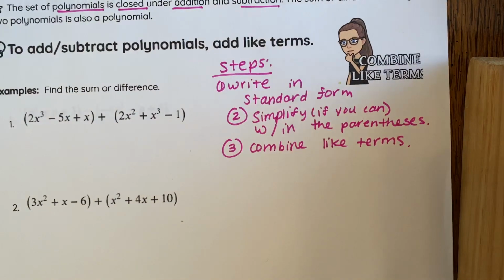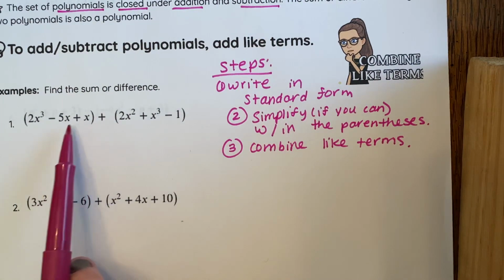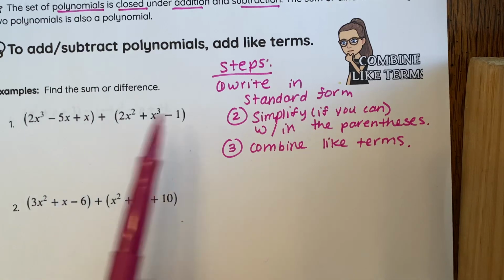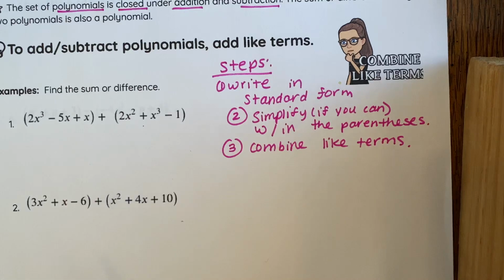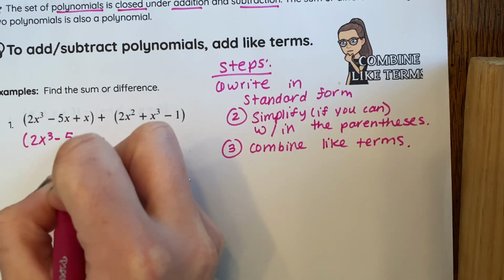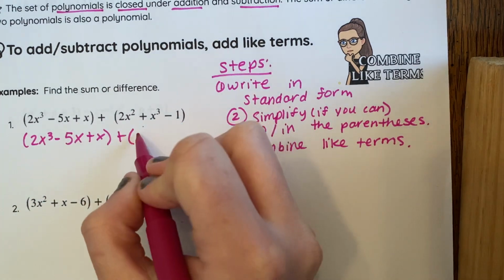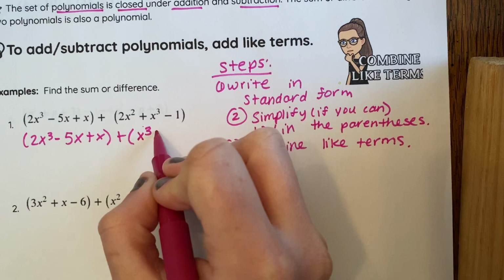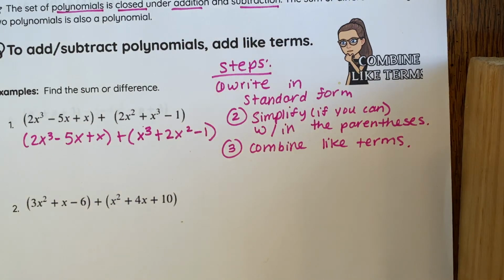All right, so now let's look at example 1. So we have 2x cubed minus 5x plus x. We're in standard form when the terms decrease, and in this one, we're not in standard form. So let's rewrite: we have 2x cubed minus 5x plus x, plus, okay, the x cubed has to go first because that's bigger, plus 2x squared minus 1. So now we're in standard form.